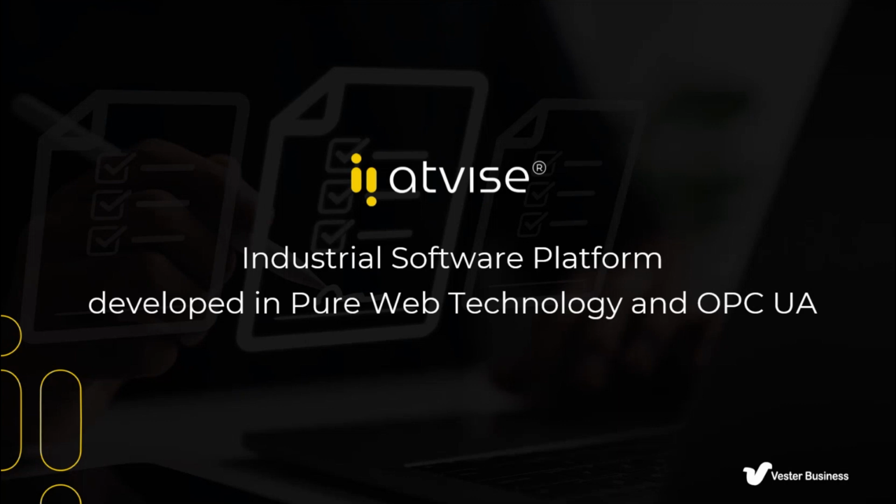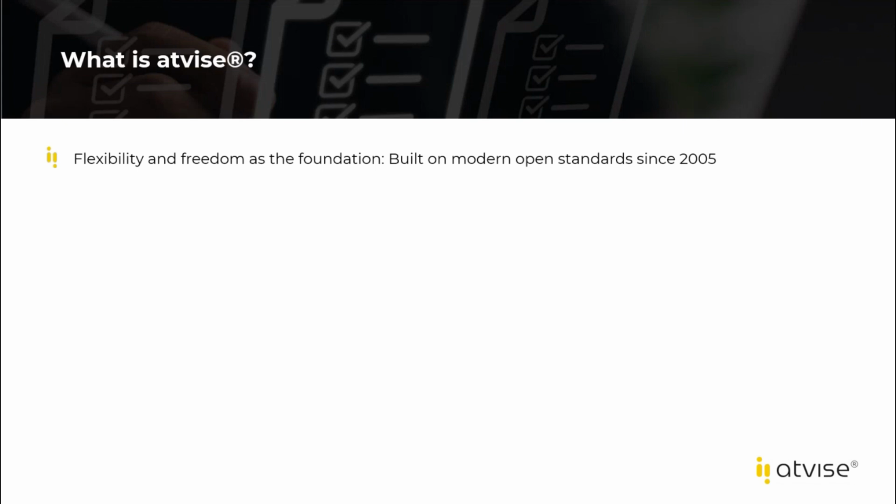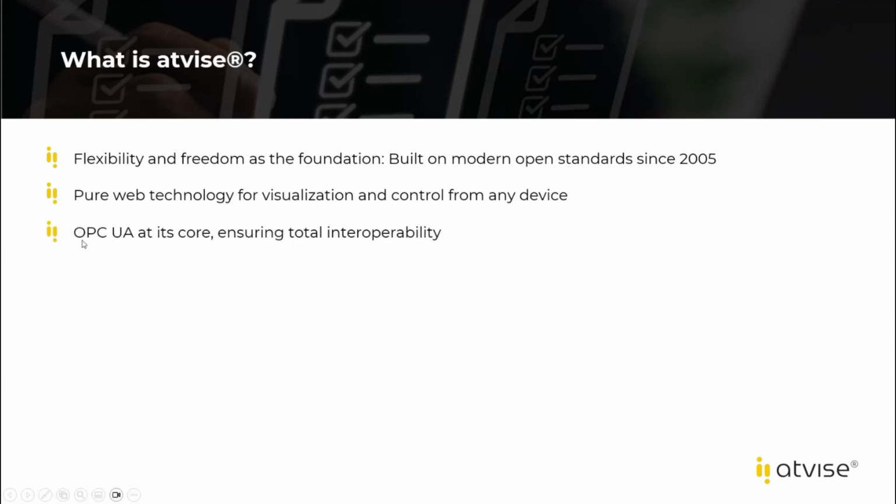But this is important. The atvise software exists since 2005, and it was developed using these open standards, modern and open standards. That's the only future that we think. All right, so flexibility and freedom given by the open standards are key since 2005. Then one of those pillars is the pure web technology for visualization and control from any device, responsive design, and so on. Also, OPC UA is the second pillar for all the internal communications inside atvise and also with the rest of the infrastructure.